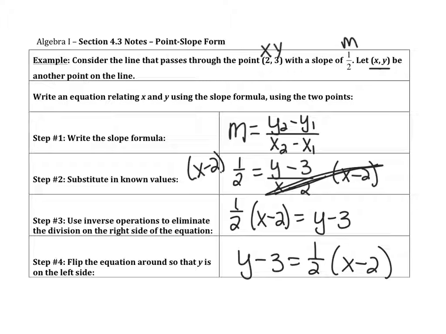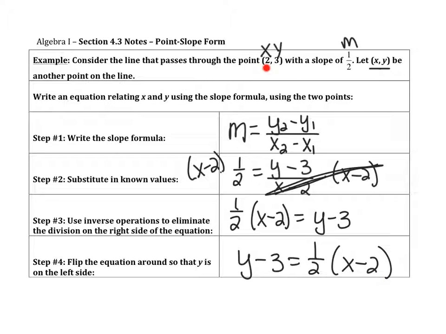But notice we take y minus the y coordinate that we were given. And remember, y is always in my equation, just like y equals mx plus b. Y was always in the equation. So again, I'm taking y minus the y coordinate, which was 3, equals 1/2, which was the slope, times x minus 2.